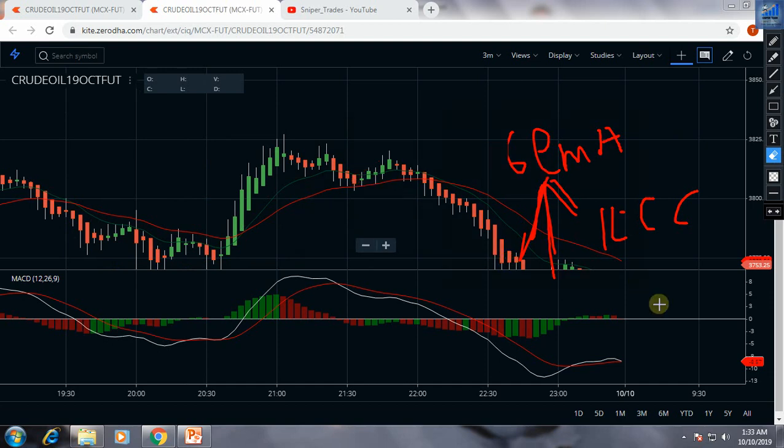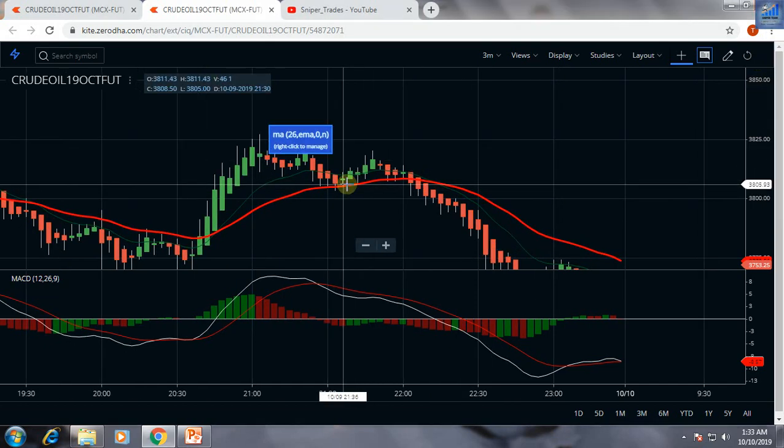So that is what the basic idea about exponential moving average is. And let's come back to the chart.